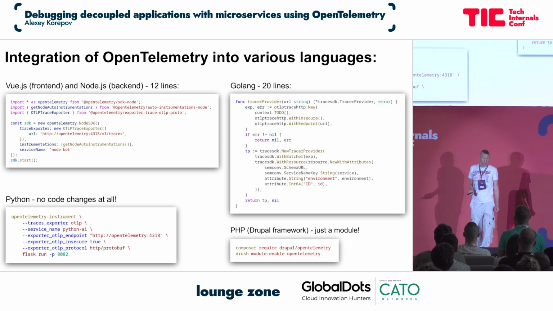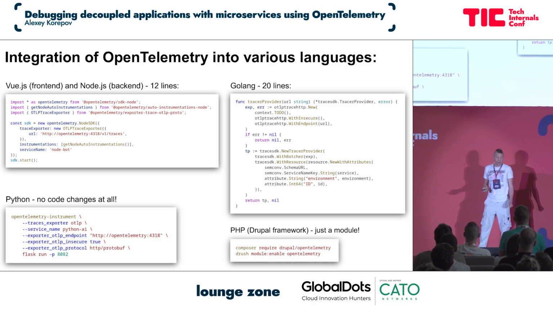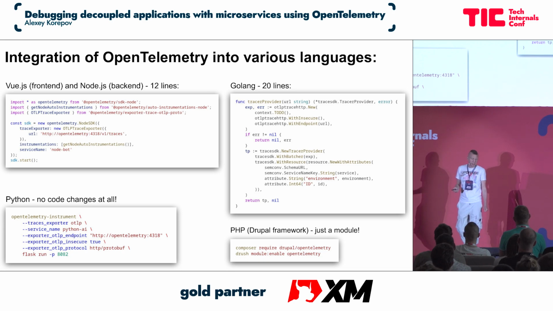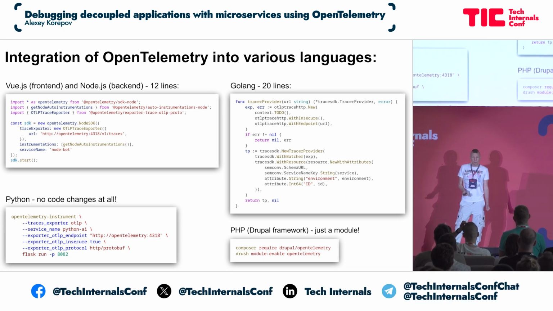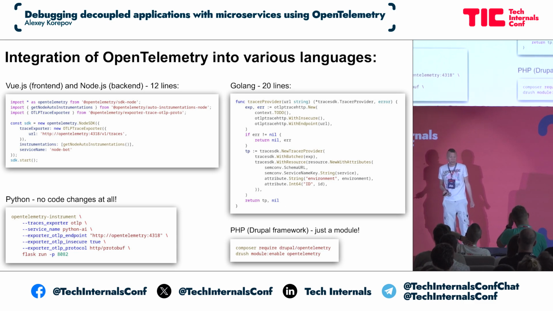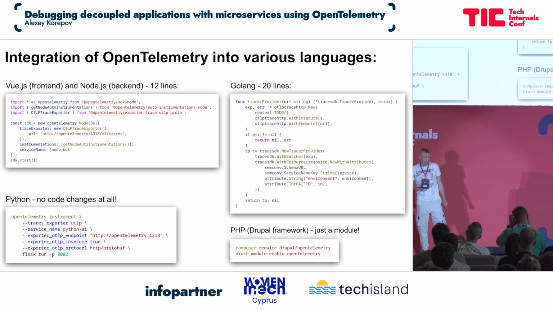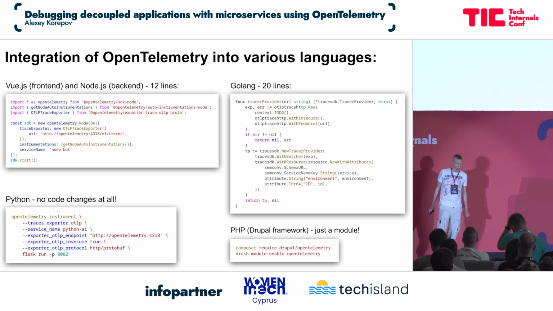For Python, you need no code changes at all. You just need to wrap your application using OpenTelemetry instruments, and that's it. So no code changes at all. And the same for PHP and the Drupal framework. You just need to install a module and enable it, and that's it. Nothing from the code side is touched.